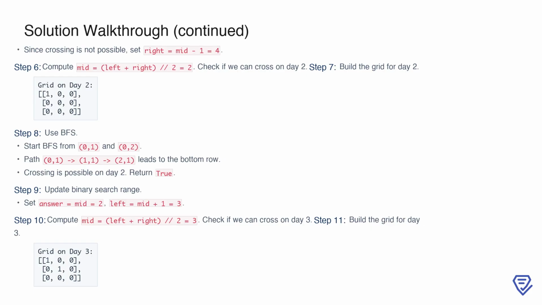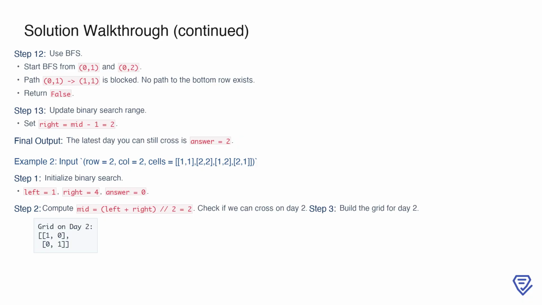With a valid crossing found, we update the binary search range by setting answer to mid, which is 2, and increase left to mid + 1, making it 3. We then calculate the new middle point mid as 3 and check if crossing is possible on day 3. The grid for day 3 is constructed using the first 3 cells, resulting in a partially blocked grid with a diagonal pattern of blocked cells.